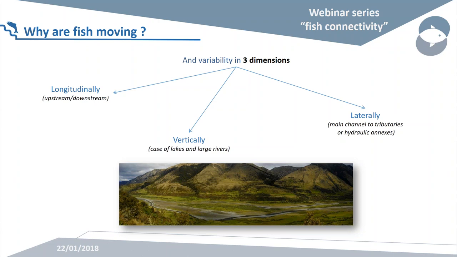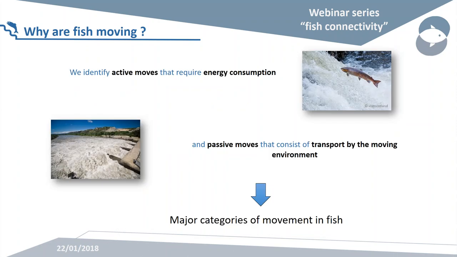Okay, we also identify two big categories of movement. This is the active one and the passive one. The active one requires energy consumption for the fish, and the passive one consists of transport by the moving environment. And we can distinguish like this different categories of movement in fish.